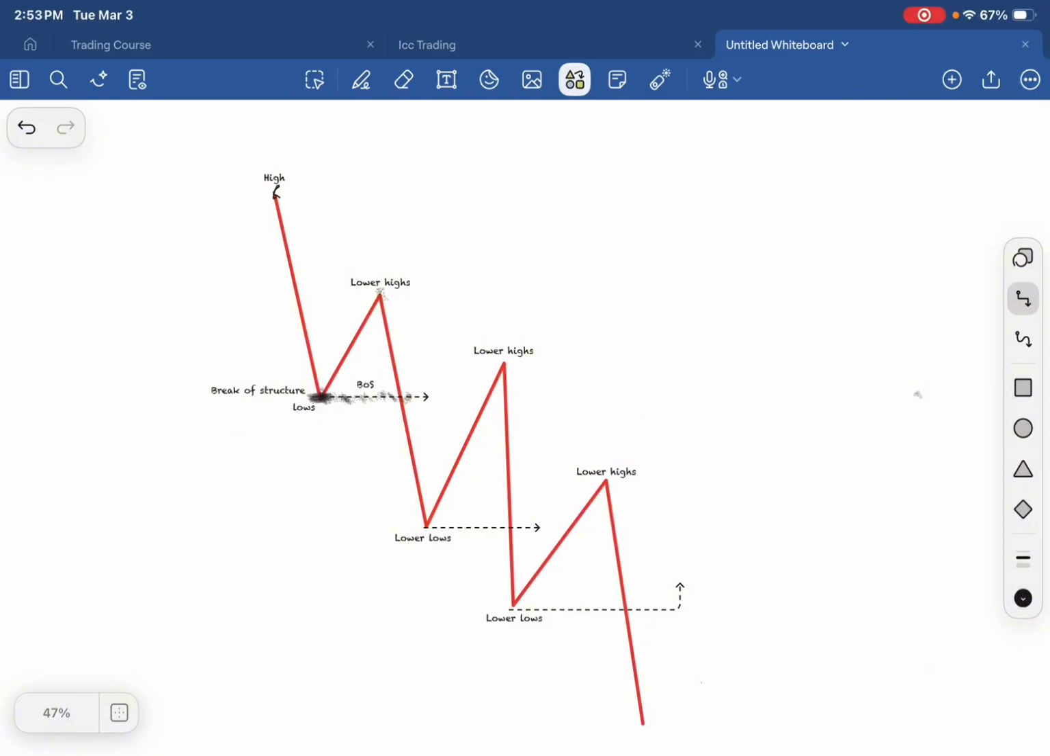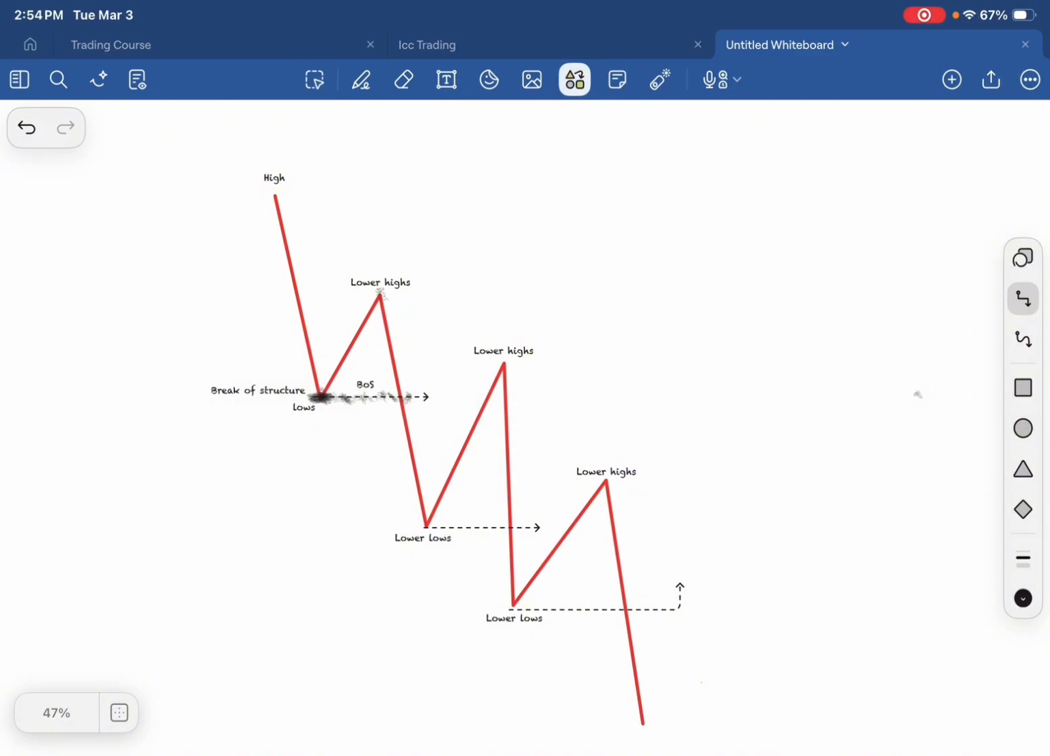You have a high, you have a low, a lower high, because this high is lower than this high. You see? It's lower. Then you have a lower high because this high right here is lower than this high, and this high is lower than this high. And you have a lower low because this low right here is lower than this low, and this low is lower than this low.